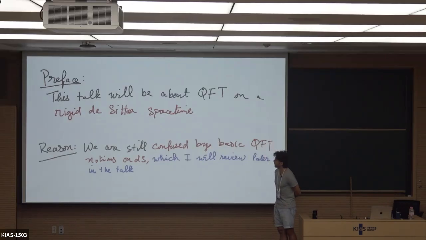So I just want to set the stage. This talk is going to be about QFT in de Sitter. There's not going to be any quantum gravity turned on. And I think it's important to make that clear, in particular because we're very confused by just regular QFT notions in de Sitter. I'm going to talk about some of the issues later in the talk. But just know that many of the things that we take for granted with respect to QFT don't apply immediately when we port flat space QFT onto the de Sitter manifold.